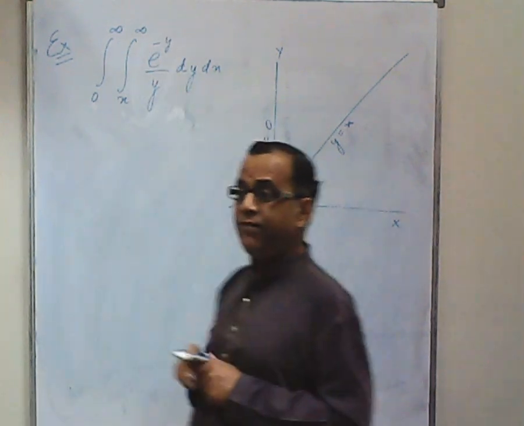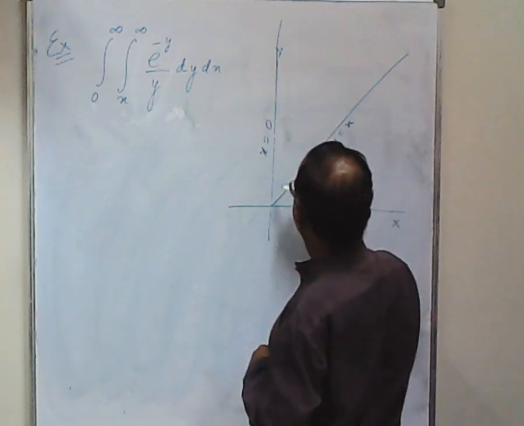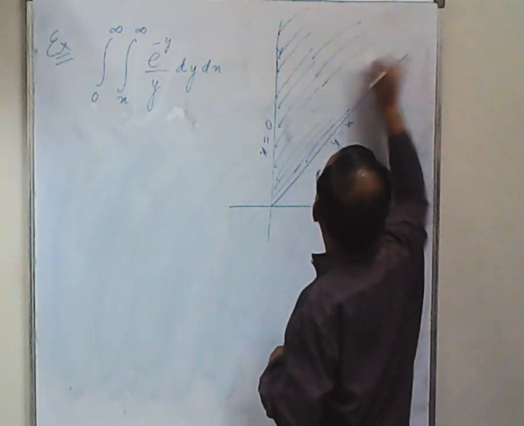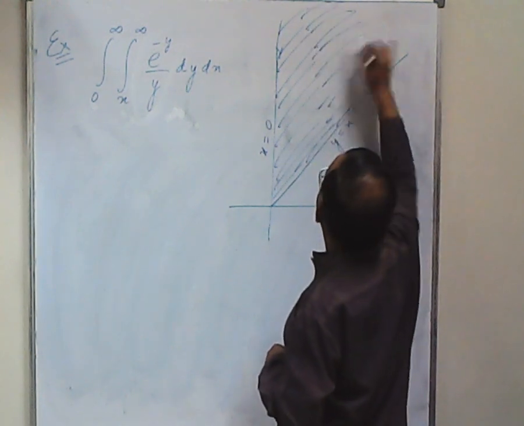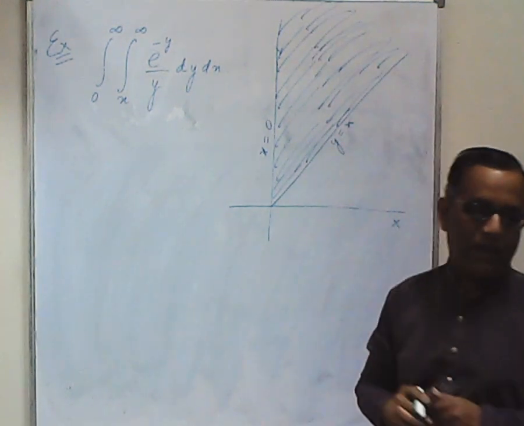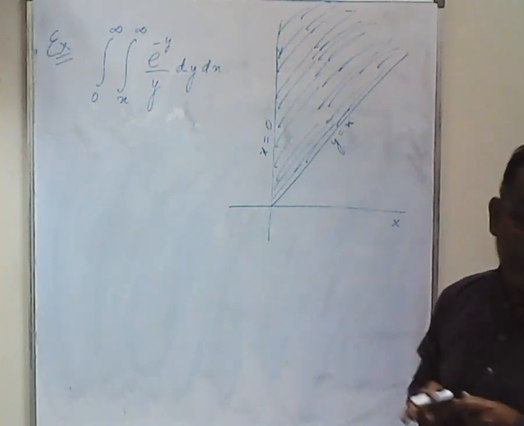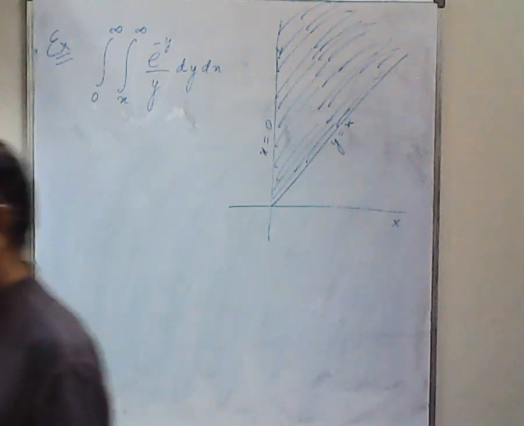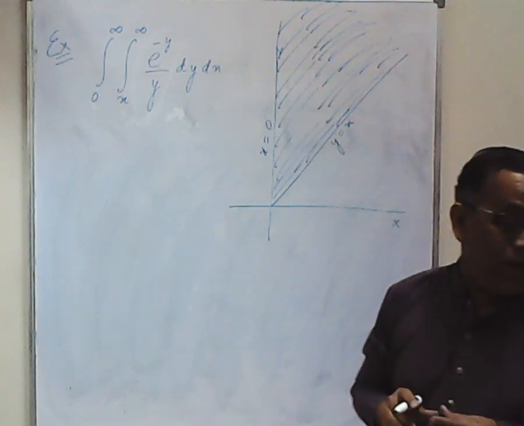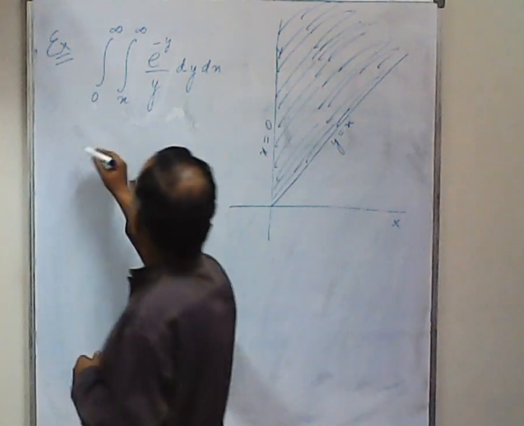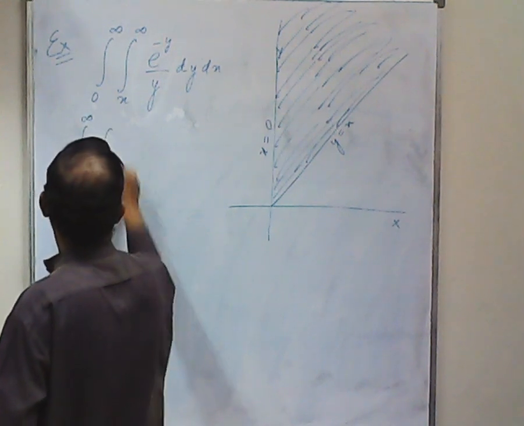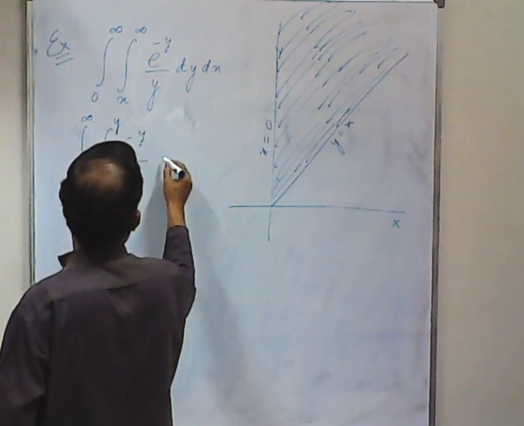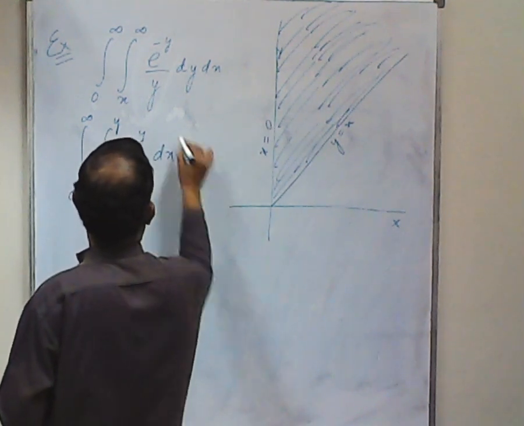And the upper limit is again infinity. So what is required is that we are discussing the whole area, the whole area till infinity. This is the whole area which we are trying to calculate. So if I switch the order of integration, then it will be 0 to infinity and 0 to y, e power minus y upon y, dx dy.